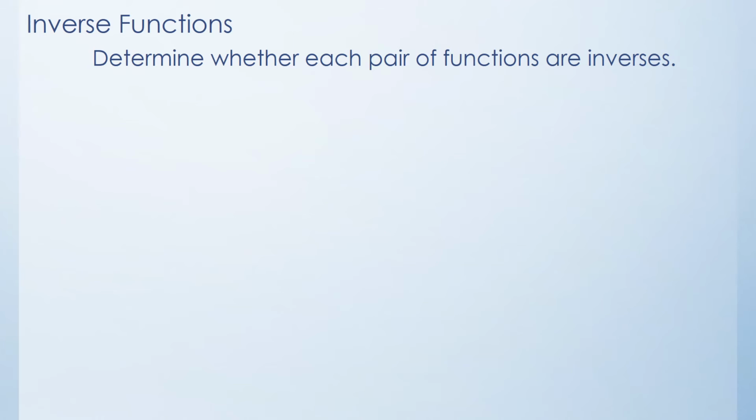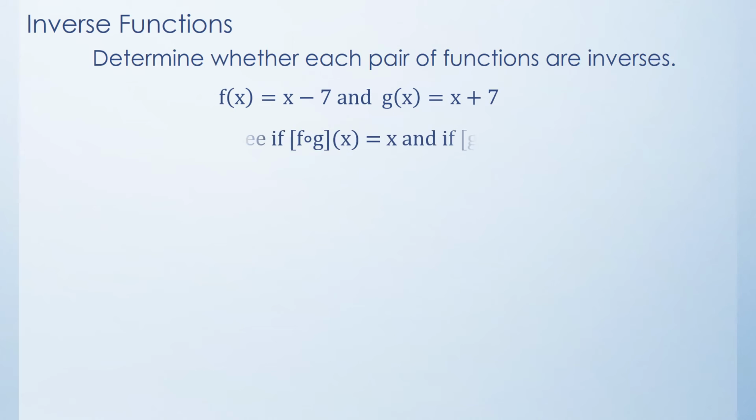Okay, so determine whether each pair of functions are inverses. f of x is equal to x minus 7, and g of x is equal to x plus 7. So I check to see if the composition of f of g and the composition of g of f are equal to the identity function.